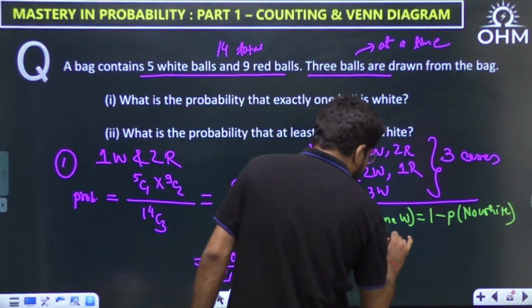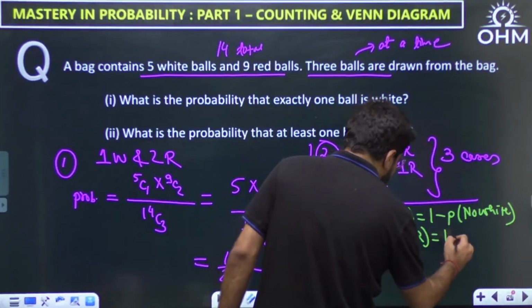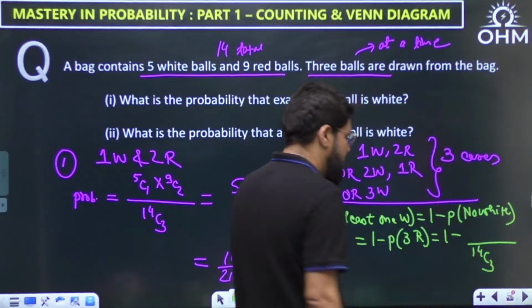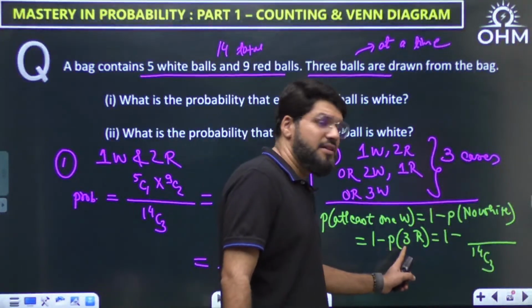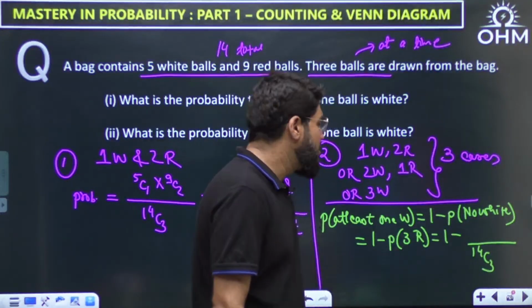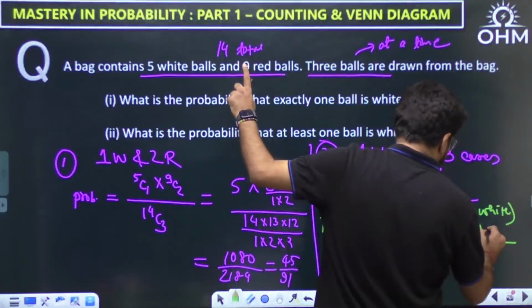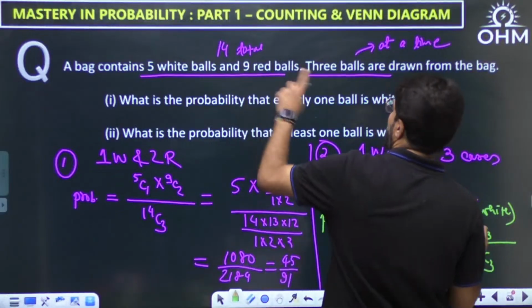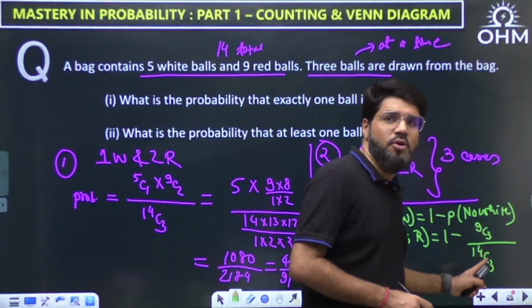No white means all three are red. Now the denominator is still 14C3, any 3 out of 14. Now what is the favorable condition? 3 red balls. What is the probability of 3 red balls? Total 9 red balls, out of which in how many ways can you draw 3 red? So 9C3. Selecting any 3 red out of 9, 9C3. So this is the probability of selecting 3 red balls.